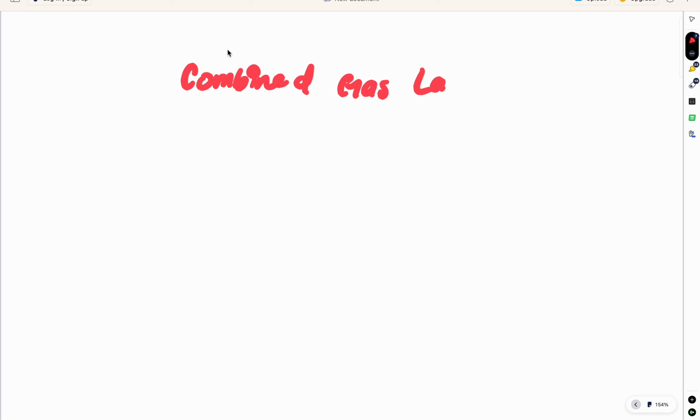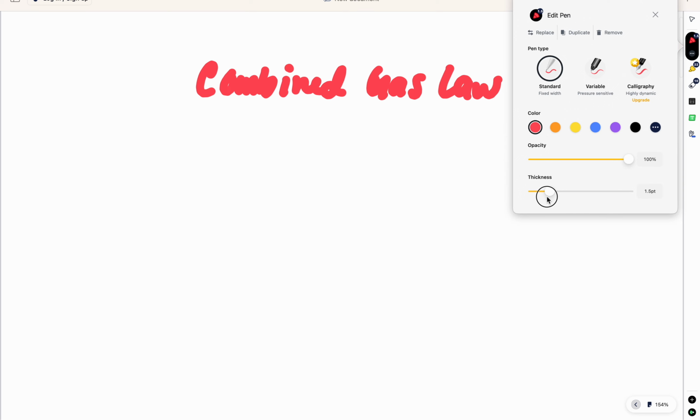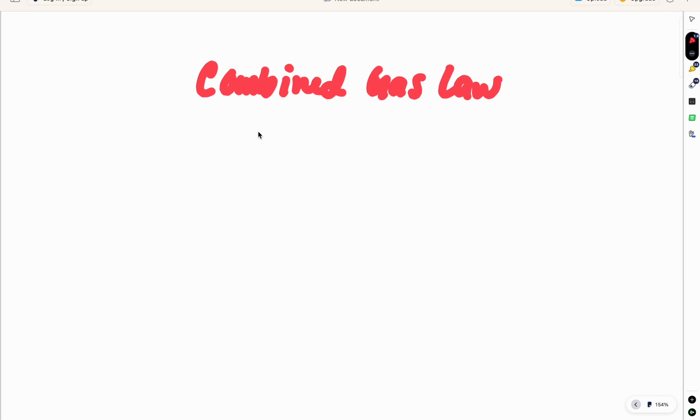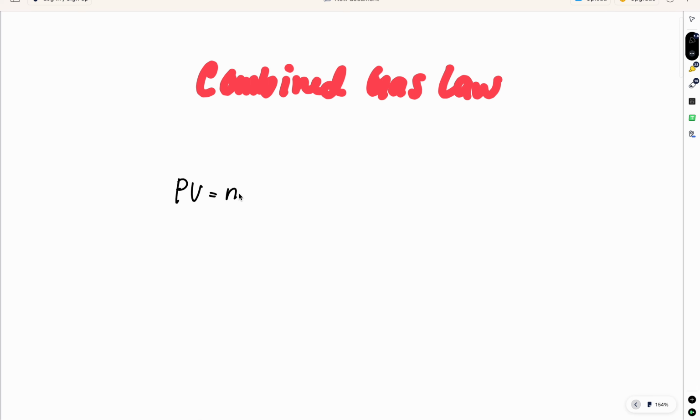So, again, it's called the combined gas law. If you can recall the ideal gas law, we have PV equals nRT. This is the ideal gas law.